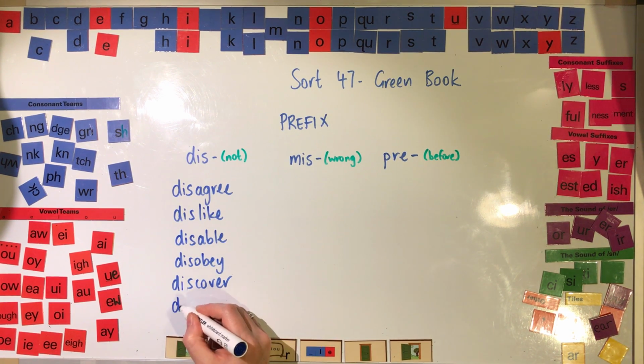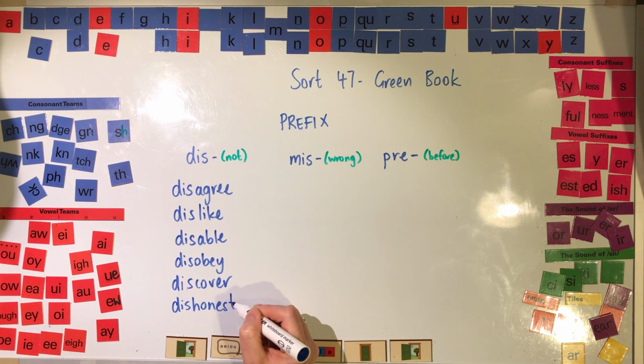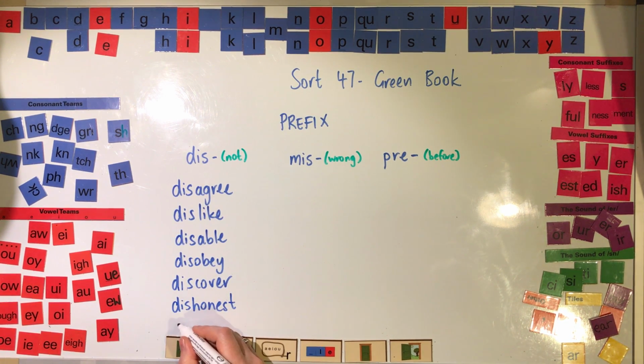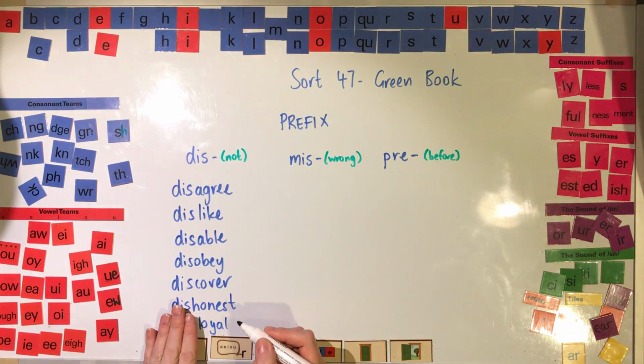Okay, what about dishonest? That means you're not honest. Oh, how dishonest of you. You didn't tell me the truth. Disloyal. So if you are a loyal friend or person, then that's great. If you're disloyal, that means you're not loyal.